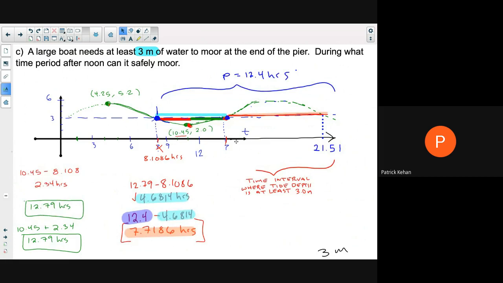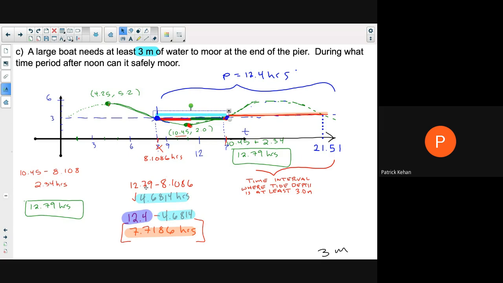Okay, so this time interval right here is 12.79 hours, right? And that's from midnight, which is all the way at 0 hours. I also know that the first time interval we found was right here, which was 8.1086 hours. So I can use a little bit of subtraction here, where I subtract 8.1 hours from 12.79 hours, and that'll give me this measurement of time right here. Okay. And how is that going to help us, right?